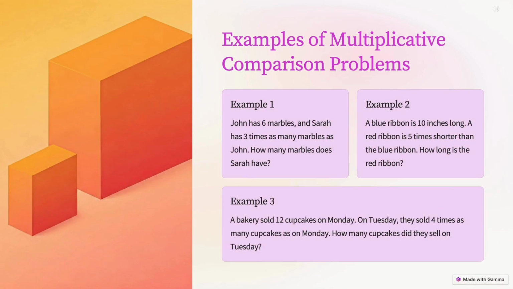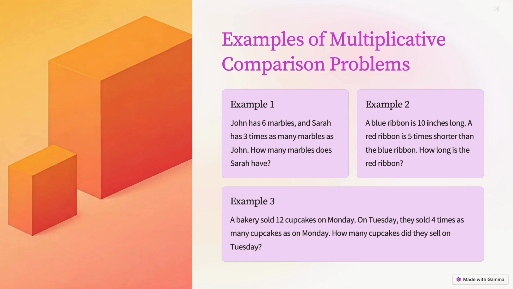Examples of multiplicative comparison problems. Example 1. John has 6 marbles, and Sarah has 3 times as many marbles as John. How many marbles does Sarah have? Example 2. A blue ribbon is 10 inches long. A red ribbon is 5 times shorter than the blue ribbon. How long is the red ribbon?